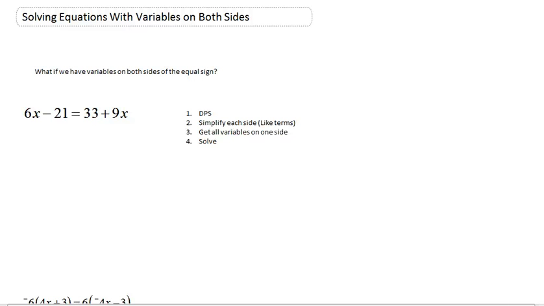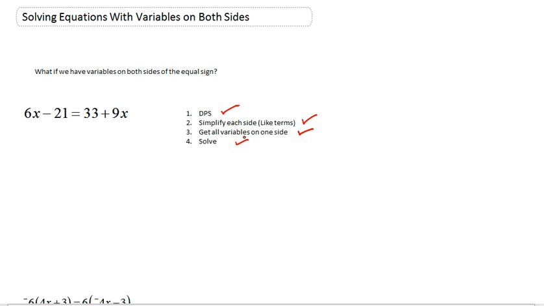This video is called Solving Equations with Variables on Both Sides. What if we have variables on both sides of our equal sign? How do we solve a problem like that? Well, remember our old rules of DPSing, simplifying each side. Now the new rule is to get all variables on one side and then solve.